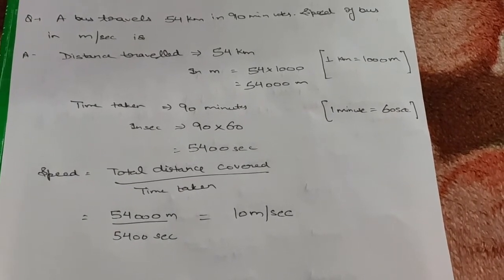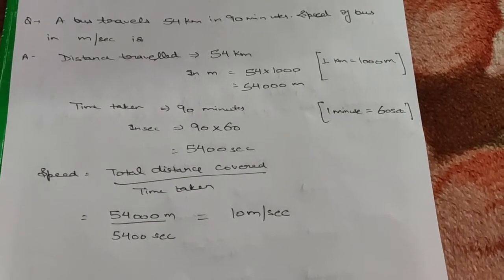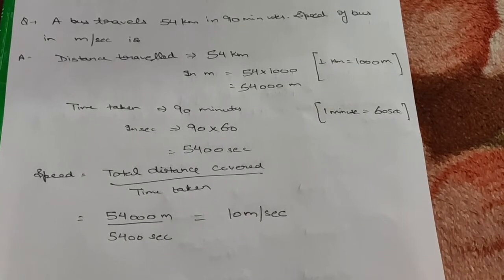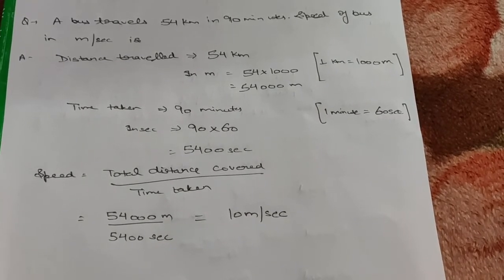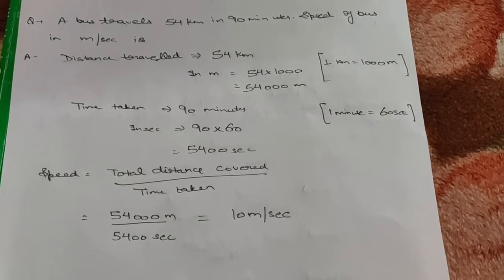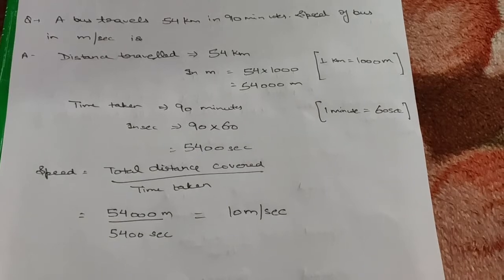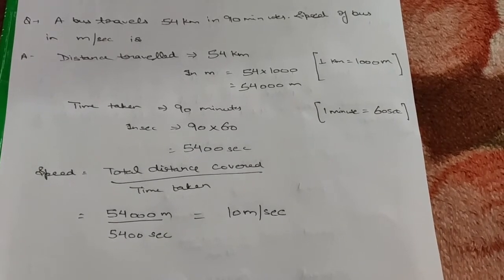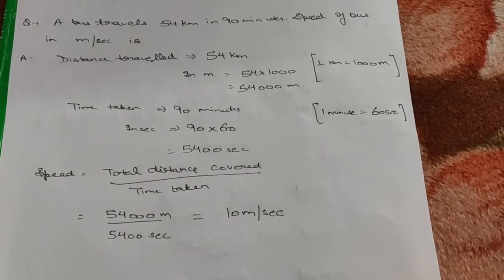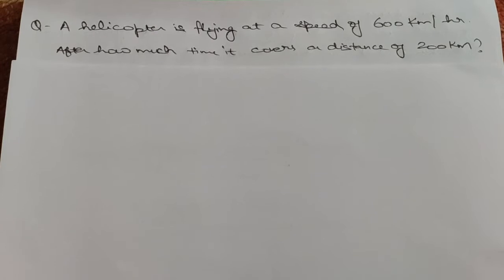Again, I want to tell you, if it had not been given in the question to calculate in meter per second, then we could easily divide 54 by 90 and get the answer in kilometer per minute. But there is a condition in the question, so we have to solve it accordingly. I hope it is clear to all of you. If not, you can go through the question again. It is an important question, okay? So now let's take a look at the next question.